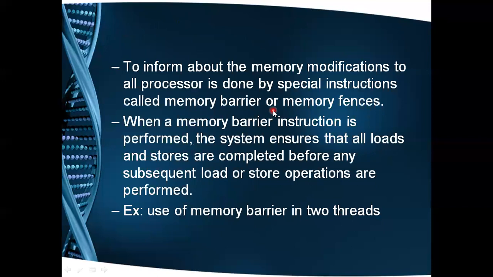Whenever we make some memory modification done by a single process, so that others know about it, memory barriers or memory fences are used. What does it do? Whenever we execute a memory barrier instruction, it ensures that all loads and stores are completed before any subsequent load or store operations are performed. So whatever is already pending, everything should be completed, all load and store instructions. That is the use of a memory barrier.